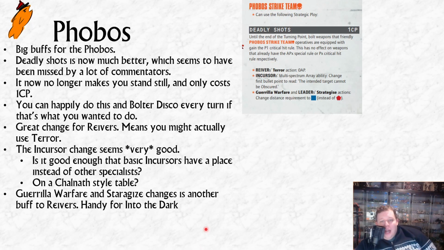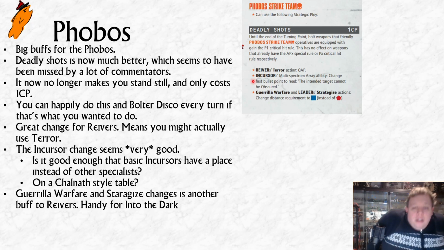Now, Incursors, I'm a bit leery about this, to be honest. This seems almost too good. So the Incursors multi-spectrum array changed the first bullet point to read, the intended target cannot be obscured. So you can never claim obscuring from Incursors fire. Now, if you're taking all the specialists, I think your Incursors are the Mine Layer and the Sniper. Now, having this on the Sniper is fantastic, brilliant, wonderful, amazing.